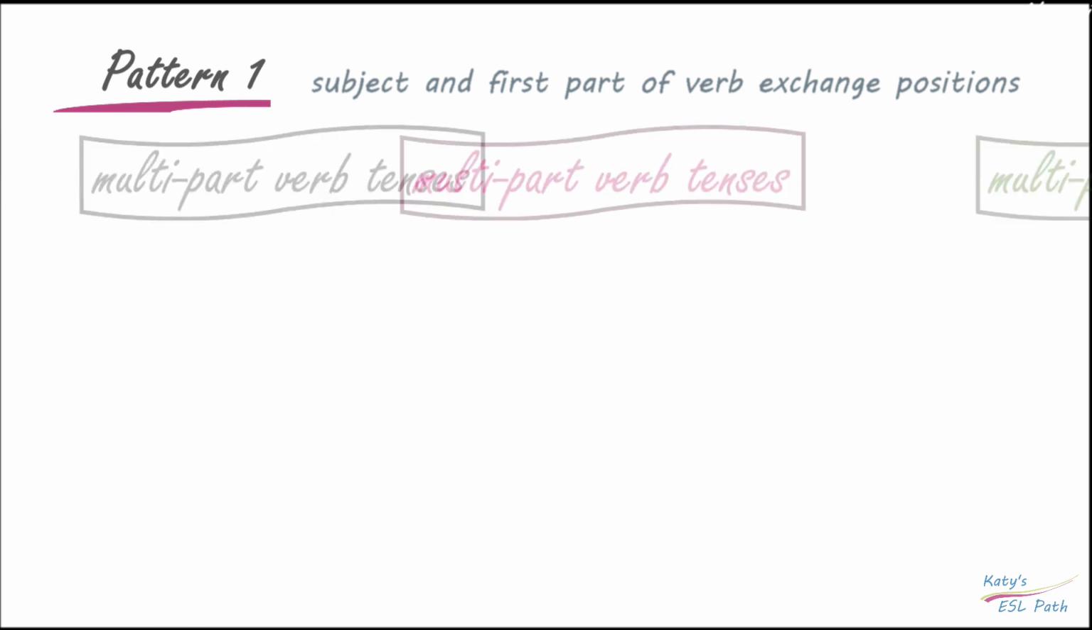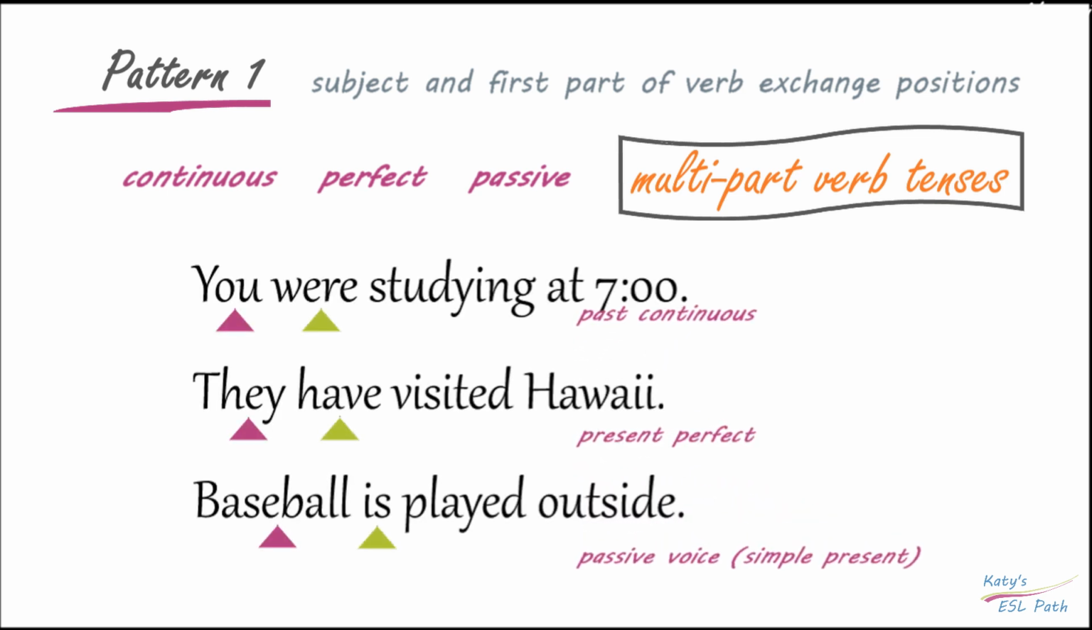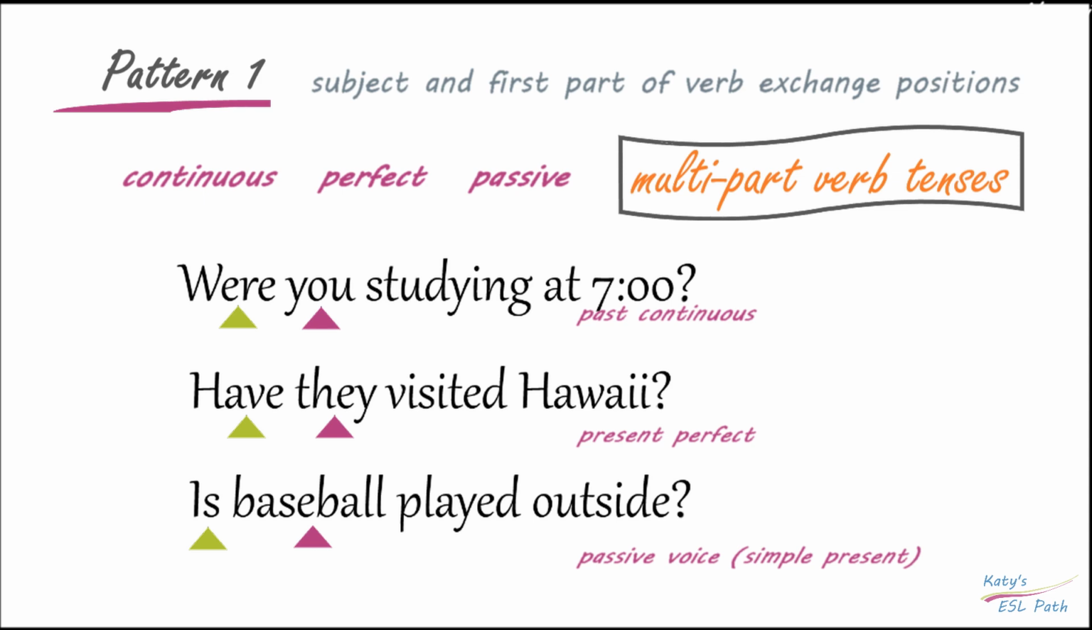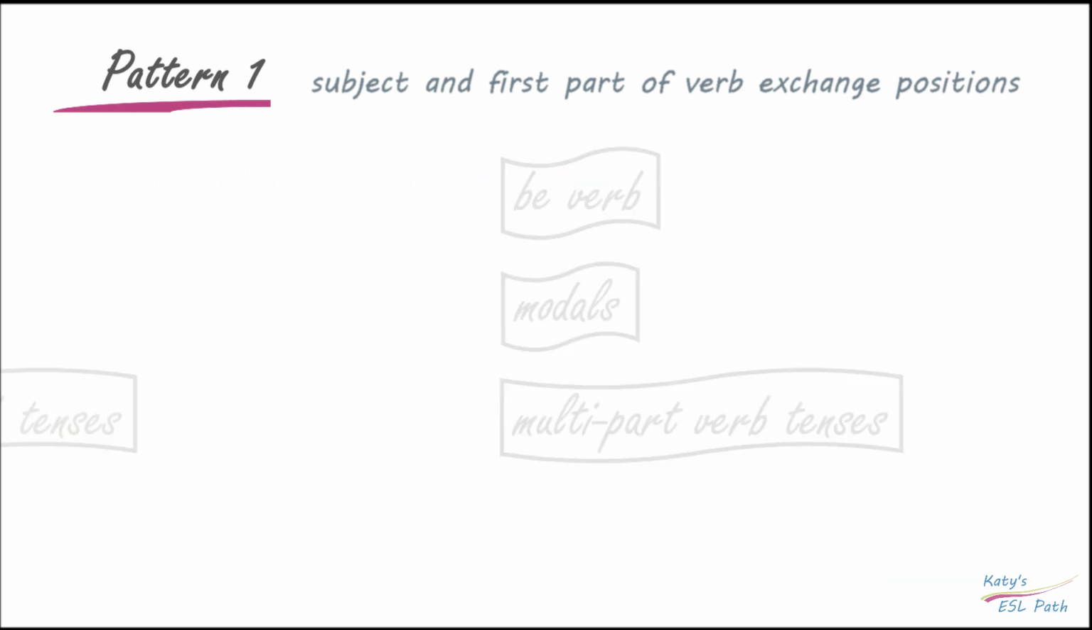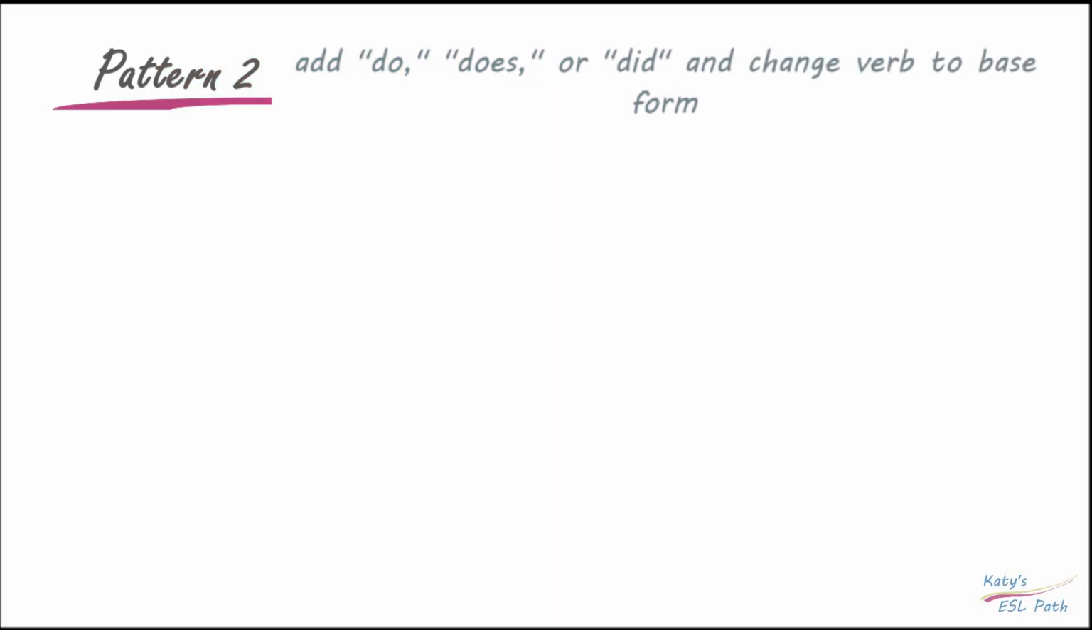Finally, all multi-part verbs follow pattern 1. This includes continuous tenses, perfect tenses, and passive forms. Let's check this out. So to sum up, the be verb, modals, and all multi-part verb tenses follow pattern 1. And what follows pattern 2? Well, actually, just 2 verb tenses use pattern 2.